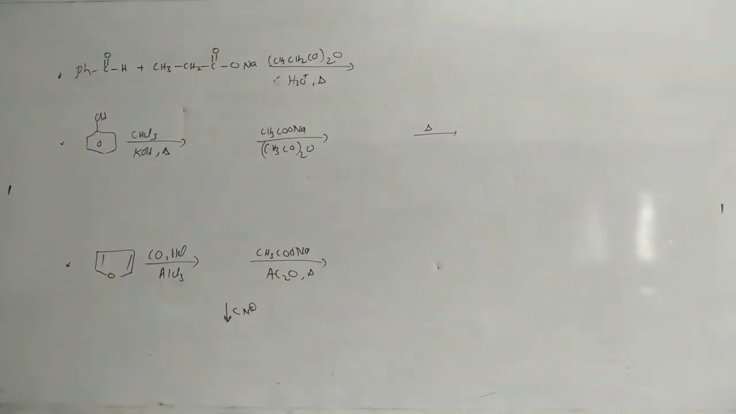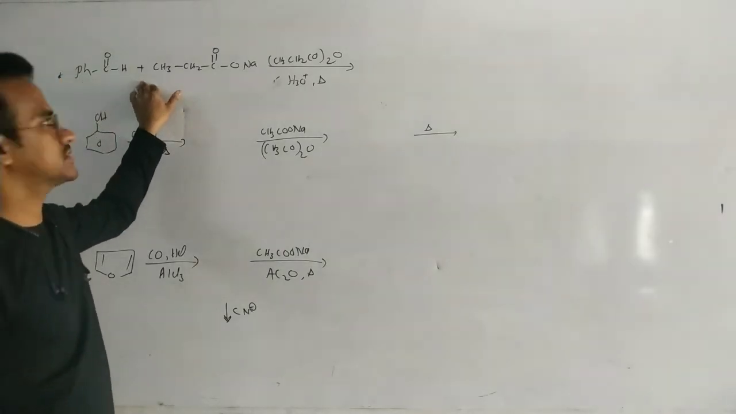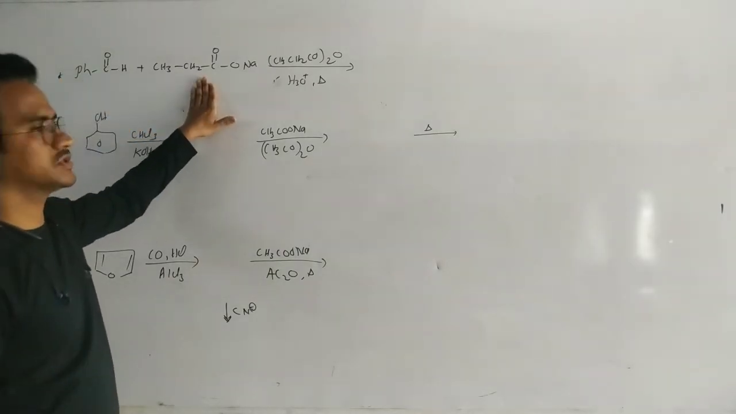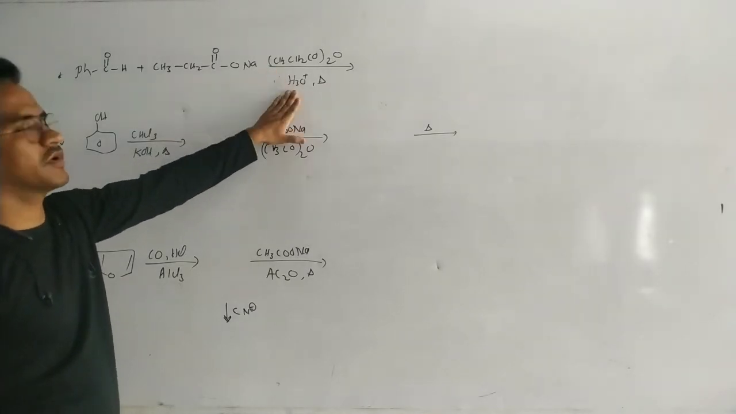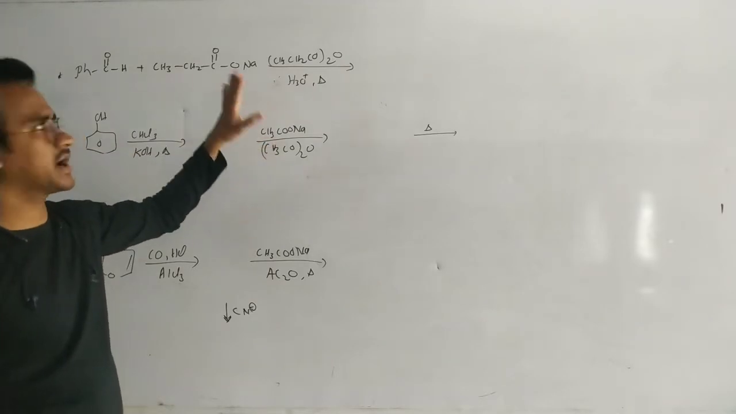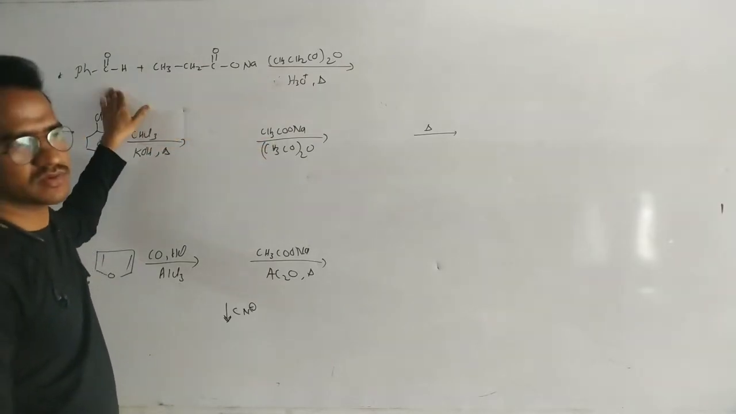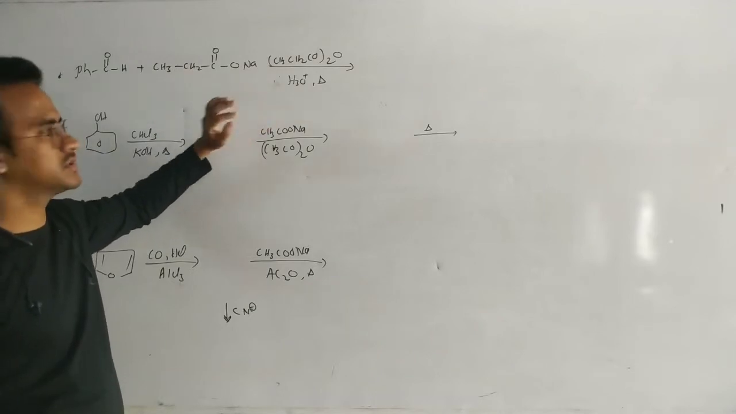Okay, so here is one more application of the Perkin condensation. Aromatic aldehyde, this is the sodium salt of the carboxylic acid, and the anhydride, then hydrolysis followed by heating. So you can write the product. The same mechanism: carbanion formation, attack on this one, followed by hydrolysis, heating, dehydration, and the product.